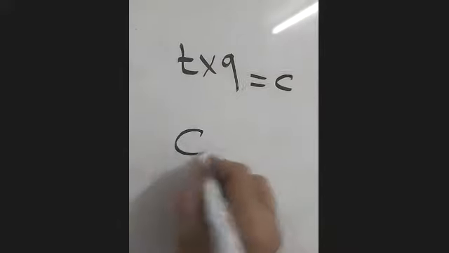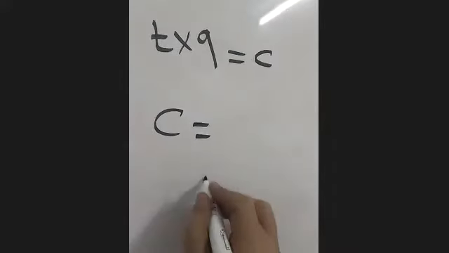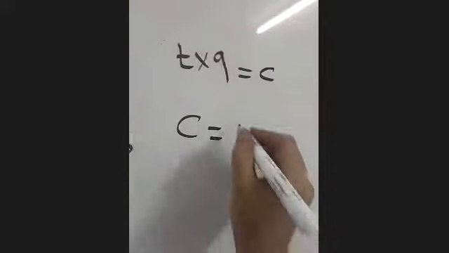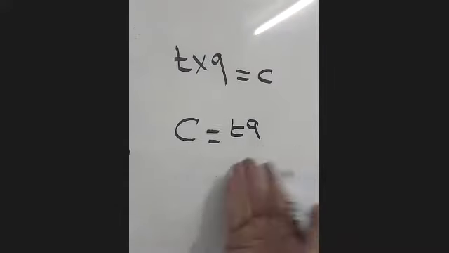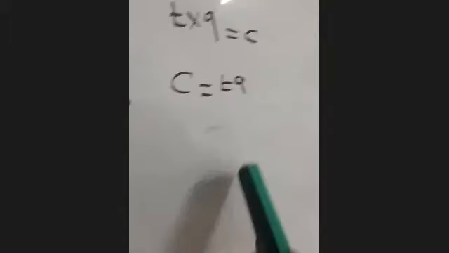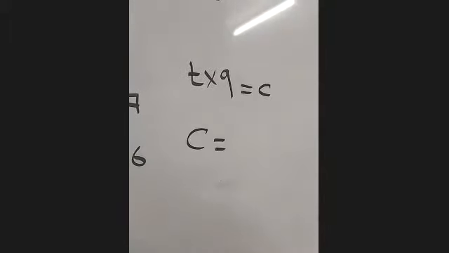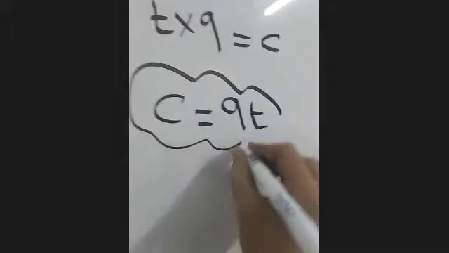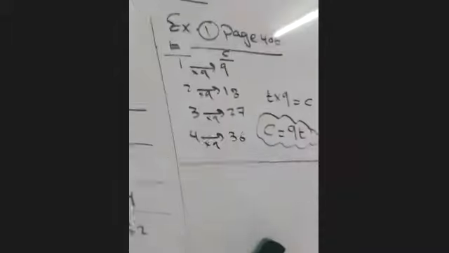C equals T9. No, we don't write T9. We write 9T, always the variable at the first. Don't forget that. So T multiply 9, we write it as 9T. This is our formula. This is the wanted from the question.